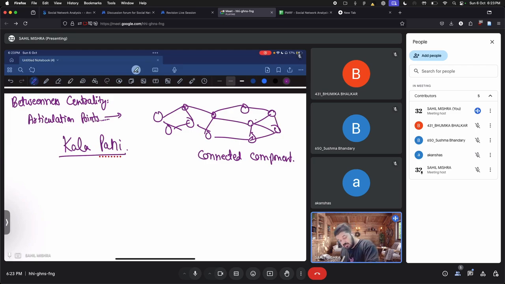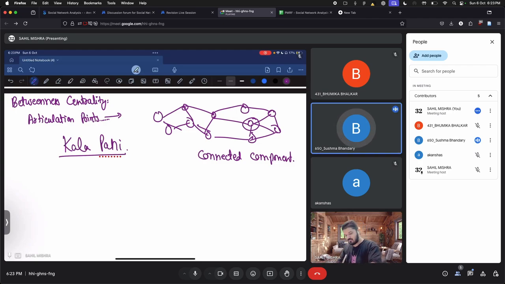So if I remove this node from the picture, will this network become a disconnected component? Well, I mean, will this network break into two parts? No, right? Will it? Can anybody tell? Just type here.